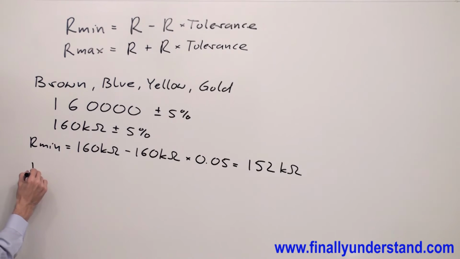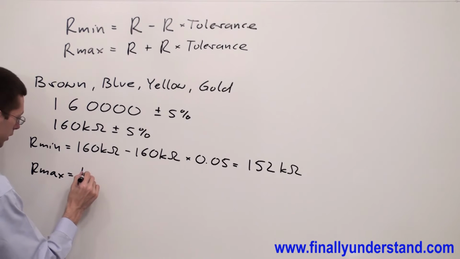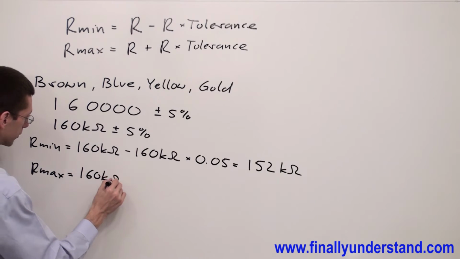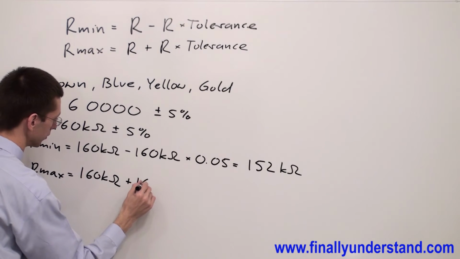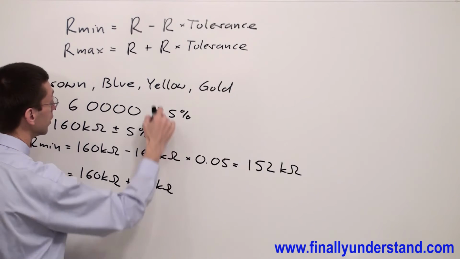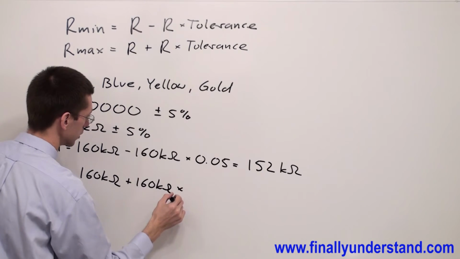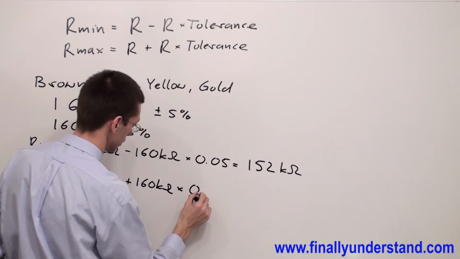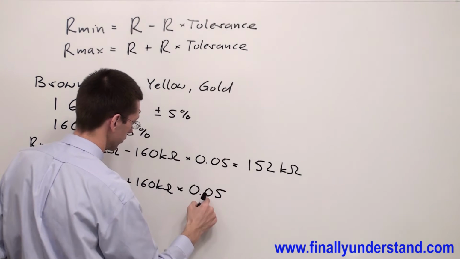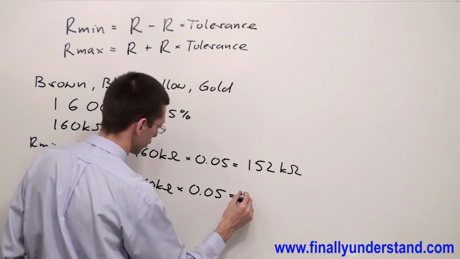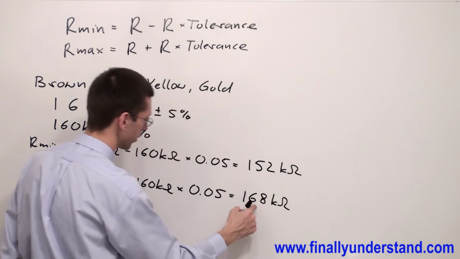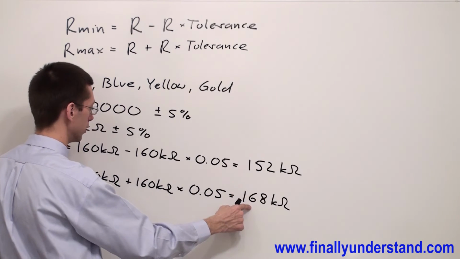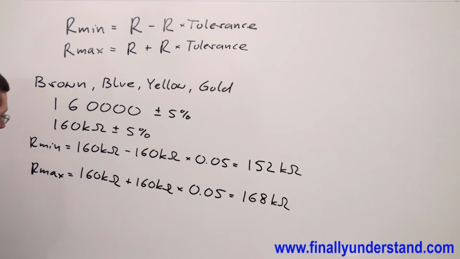Now if I want to find R max, this is equal 160 kilo ohms, again nominal value, plus nominal value times the tolerance 5% is equal 168 kilo ohms. This is the possible maximum value of the resistance.